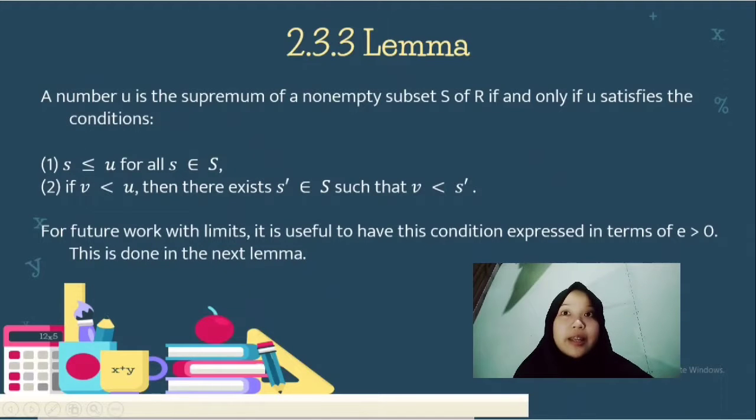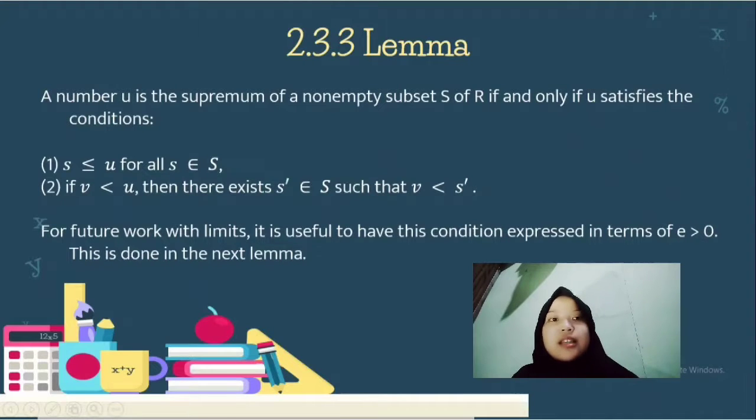Okay, the next is a lemma. A number u is the supremum of a non-empty subset S of R if and only if u satisfies the conditions. The first condition is s less than or equal to u for all s in S, and the second condition is if v is less than u, then there exists s' in S such that v is less than s'.